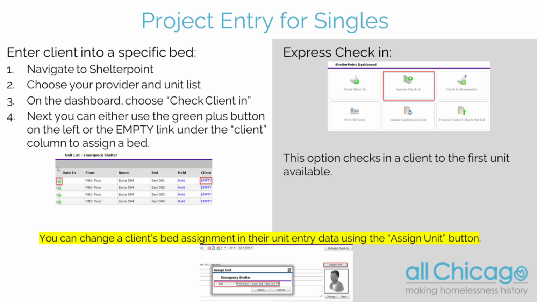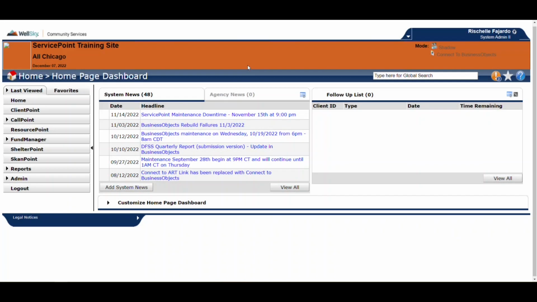Entering a single client into your shelter can be done in three different ways. First, you can enter them into a specific bed directly on your unit list. With single clients, you can also use the Express Check-in option, which assigns the client to the first available unit. Finally, once they are checked in, you can change their assignment in their unit entry data using the Assign Unit button.